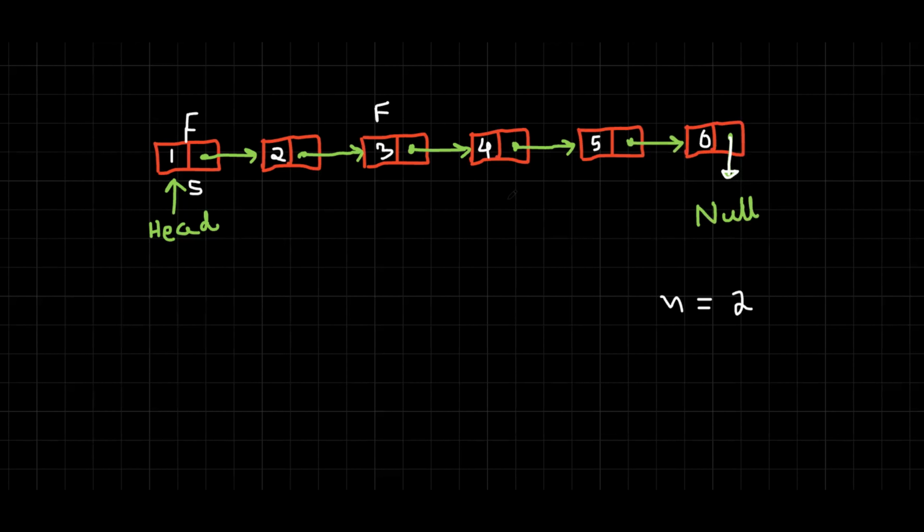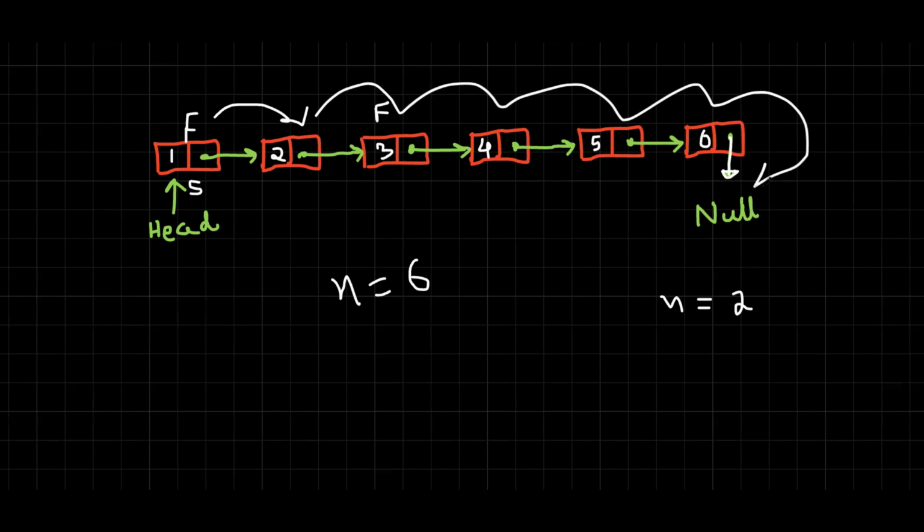Suppose let's take another edge case. Here the linked list contains 6 elements. So it can be possible that the value of n will be 6. That means we have to remove the 6th element from the end. That means we have to remove the first element. Now, in this case, F will be moved 6 units to the right. 1 unit here, 2 units, 3 units, 4, 5, and 6.